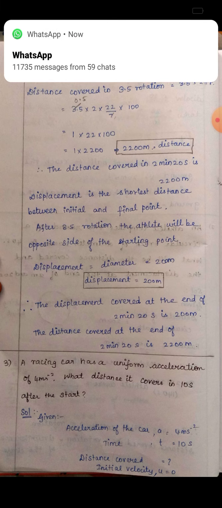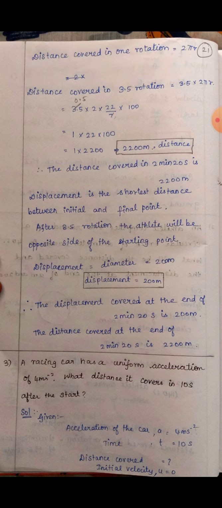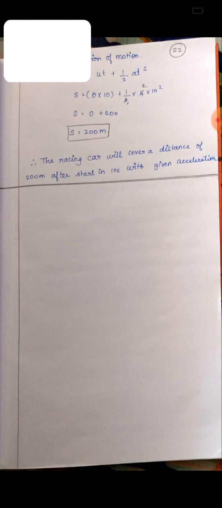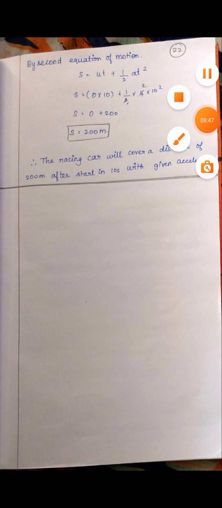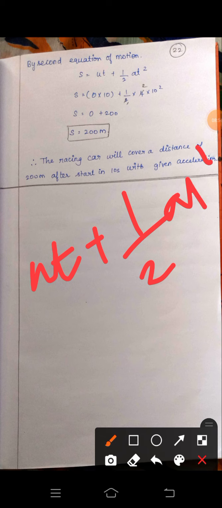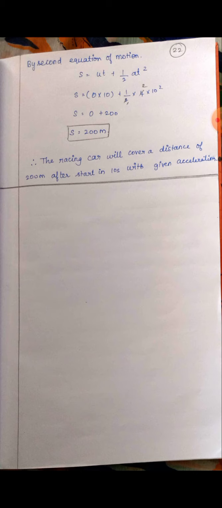Okay, so the given is acceleration of the car a is equal to 4 meters second to the power of minus 2. Time t is equal to 10 seconds. Distance covered we want to find. Here they didn't mention the initial velocity, so we are taking initial velocity as 0. By the second equation of motion, s is equal to ut plus half at square. Initial velocity they didn't give, so we are taking it as 0.